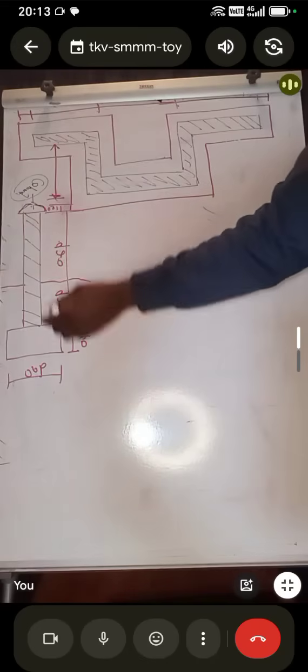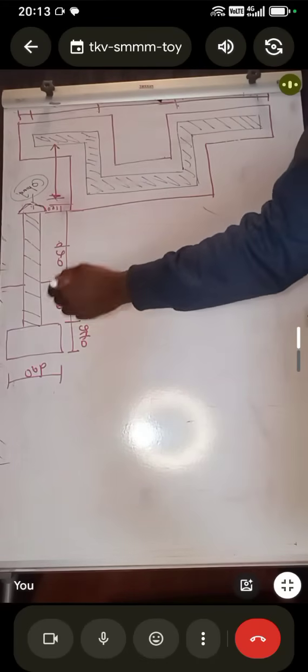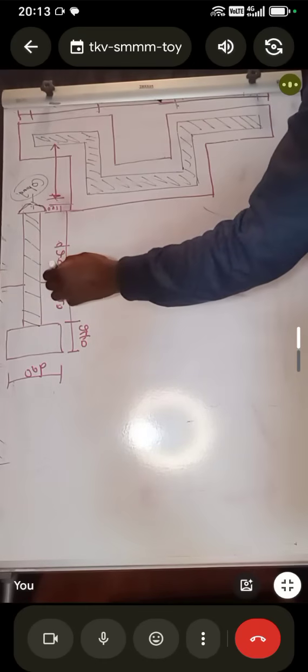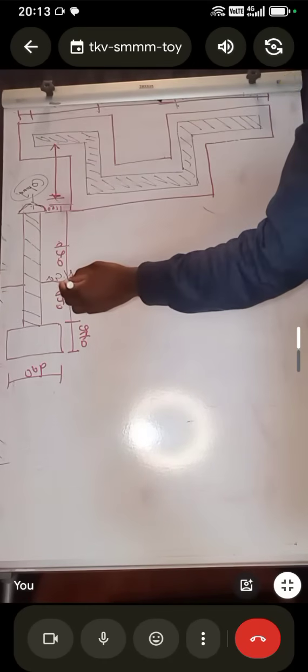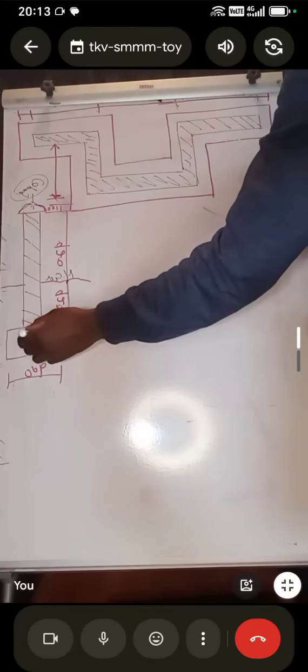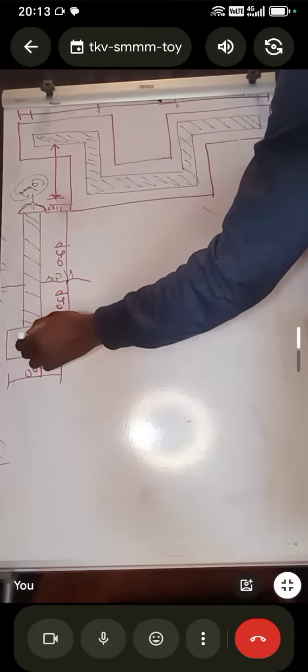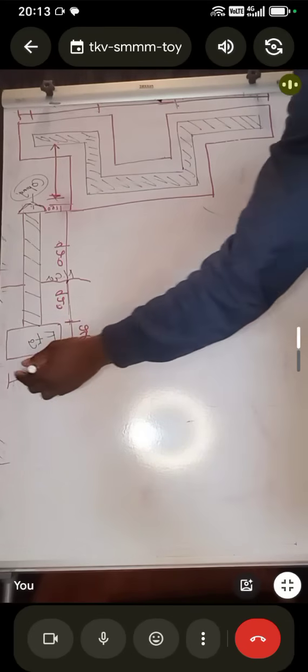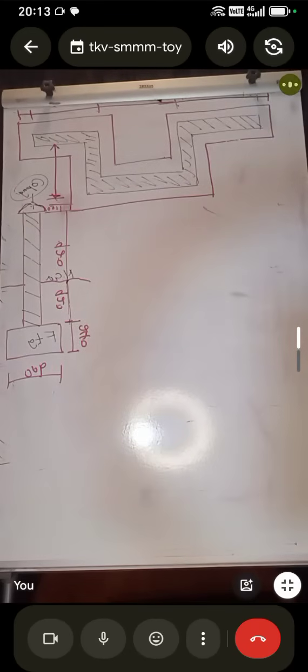So the total height of that brick wall is 920 plus 920, as you can see. We are given the 920, this is the natural ground level, from the natural ground level to the top of the concrete footing. This is a concrete footing, and the height of the concrete footing is 240, and the width is 900.